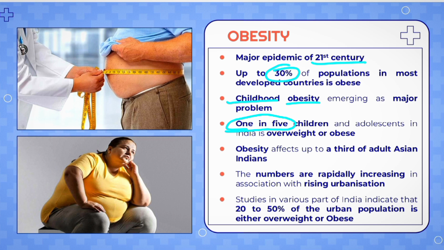Obesity affects up to a third of adult Asian Indians, and the number of obese and overweight people is rising nowadays due to rising urbanization. As per various studies in India, approximately 20 to 50% of the urban population is either overweight or obese.